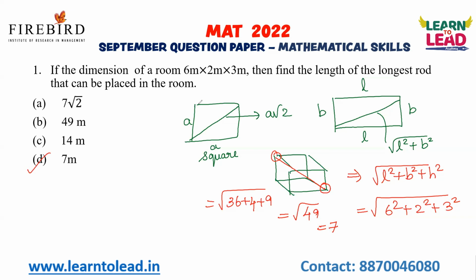So you should know the diagonal of a square is a root 2, the diagonal of a rectangle is square root of L square plus B square, and the diagonal of a room, we call it the body diagonal. The body diagonal of a room is nothing but square root of L square plus B square plus H square. Okay, we'll move to the next question.